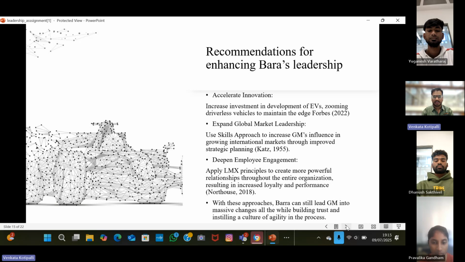Katz 1955. Deepen employee engagement. Apply LMX principles to create more powerful relationships throughout the entire organization, resulting in increased loyalty and performance, Northouse 2018. With these approaches, Barra can still lead GM into massive changes, all the while building trust and instilling a culture of agility in the process.